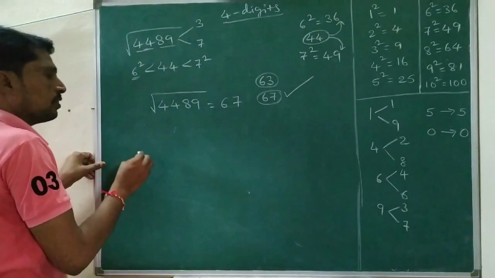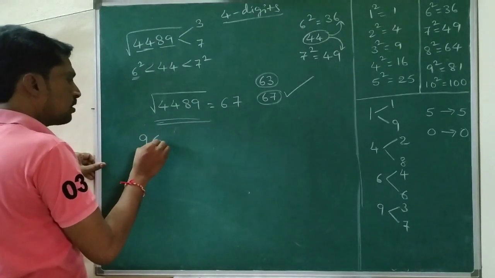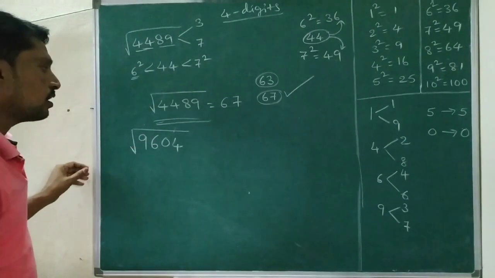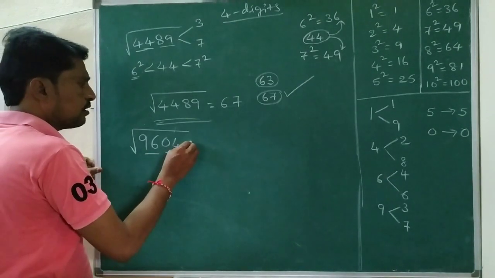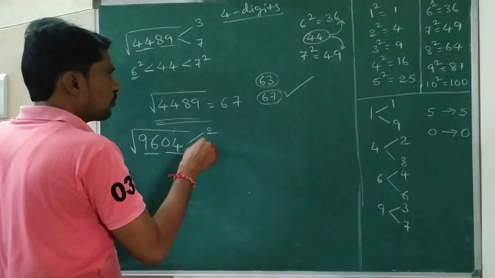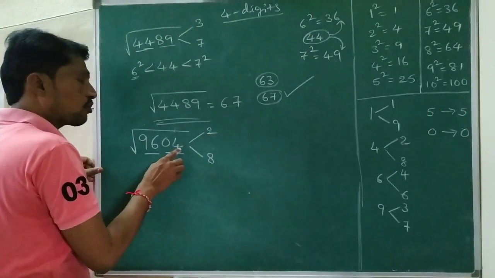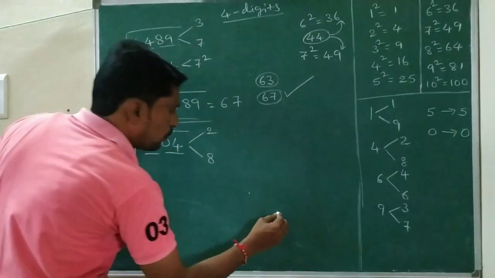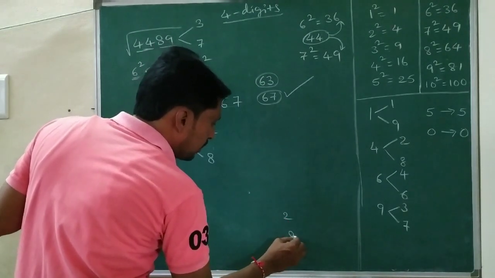One more example: 9604. Find the square root of 9604. Divide it into two digits and two digits. The unit digit is 4. Square numbers ending in 4 come from 2 and 8. 2 square means 4, 8 square means 64. So the possible unit digits of the square root are 2 or 8.